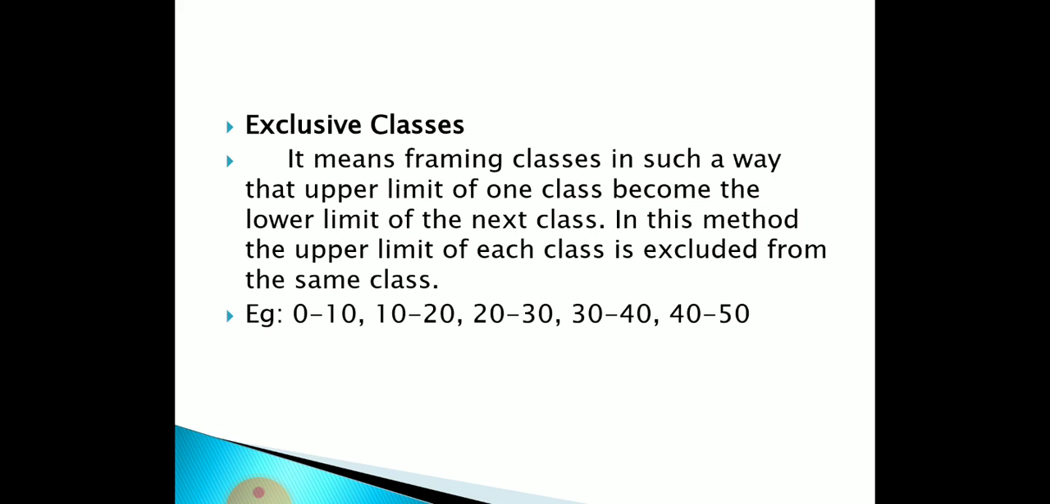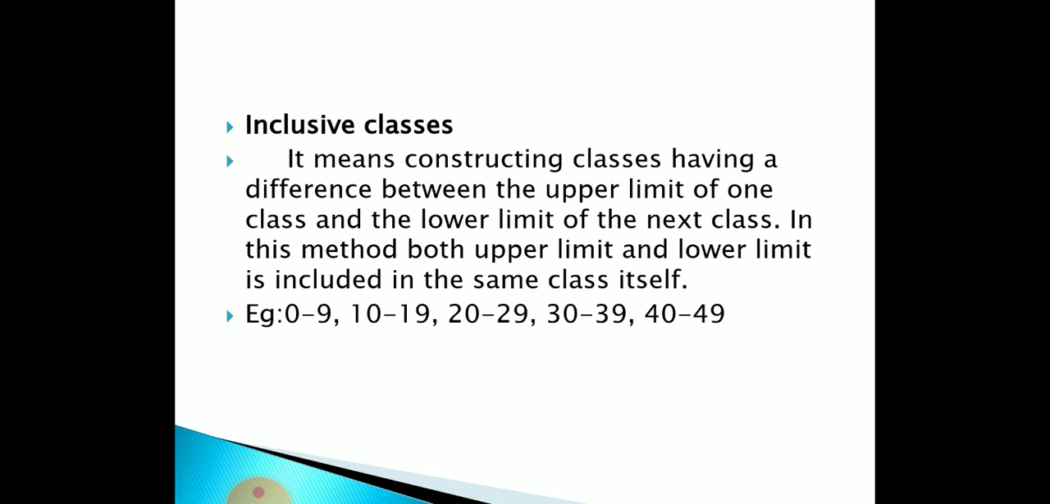ഇനി എക്സ്ക്ലൂസീവ് ക്ലാസ് ആണെങ്കിൽ ലോവർ ലിമിറ്റ് മാത്രമാണ് അതാത് ക്ലാസ്സിൽ വരിക, അപ്പർ ലിമിറ്റ് ആ ക്ലാസ്സിൽ ഇൻക്ലൂഡഡ് അല്ല, എക്സ്ക്ലൂഡഡ് ആണ്. അതിനാണ് എക്സ്ക്ലൂസീവ് ക്ലാസ് എന്ന് പറയുന്നത്. ഇപ്പോൾ 10 to 20 എന്ന ക്ലാസ്സിൽ 20 എന്ന വാല്യൂ ഉണ്ടെങ്കിൽ അത് 10 to 20 എന്ന ക്ലാസ്സിൽ വരില്ല, 20 to 30 എന്ന ക്ലാസ്സിലാണ് വരുന്നത്. അപ്പോൾ ഇൻക്ലൂസീവ് ക്ലാസ്സിൽ ബോത്ത് അപ്പർ ലിമിറ്റ് ആൻഡ് ലോവർ ലിമിറ്റ് ഈസ് ഇൻക്ലൂഡഡ് ഇൻ ദി സെയിം ക്ലാസ് ഇറ്റ് സെൽഫ്.